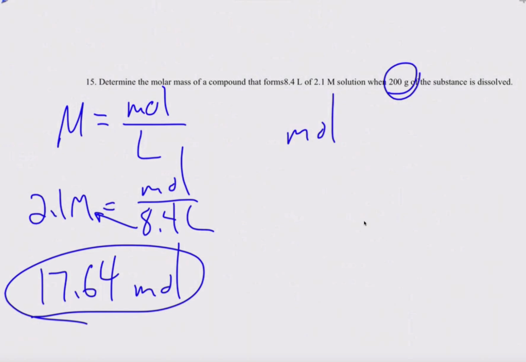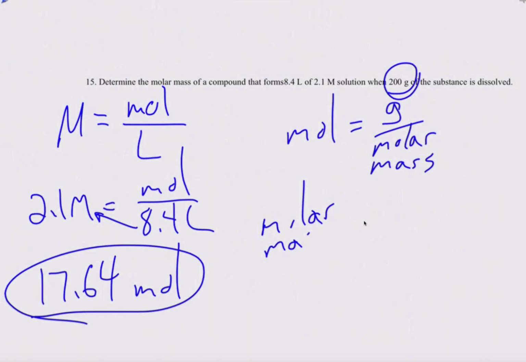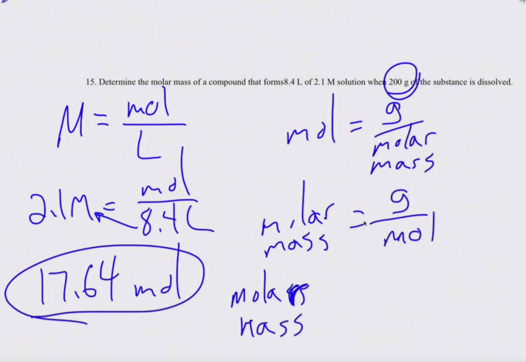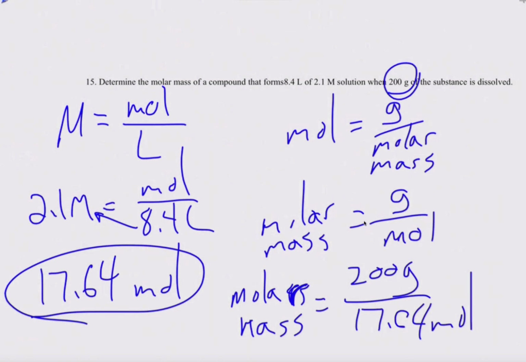Well, 17.64 moles, we were given 200 grams. So if the number of moles equals the grams divided by the molar mass, then that means that the molar mass is equal to the grams divided by the number of moles. Now we can find the molar mass. So the molar mass is 200 grams divided by 17.64 moles. And when you do that out, you find that the molar mass is 11.34 grams.